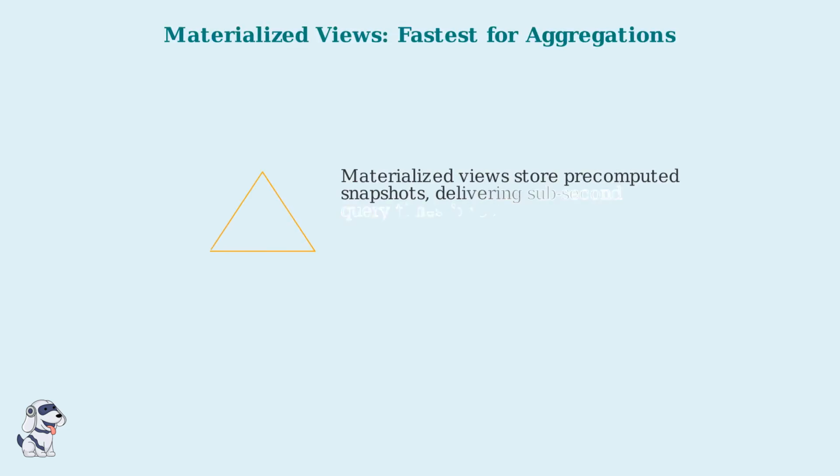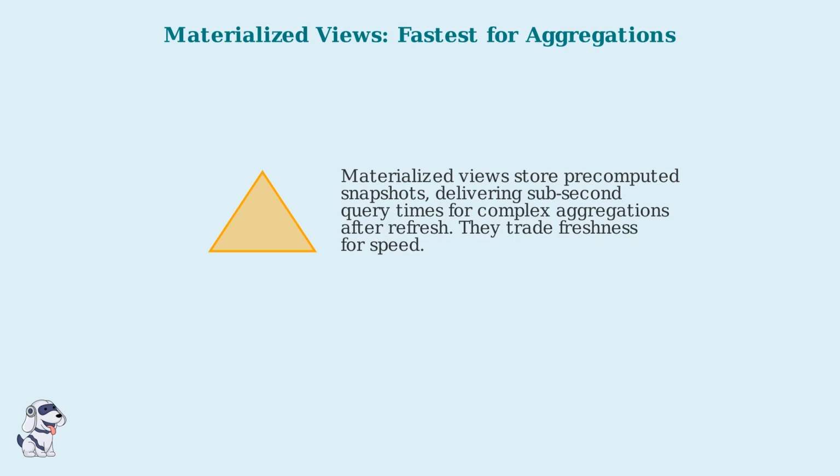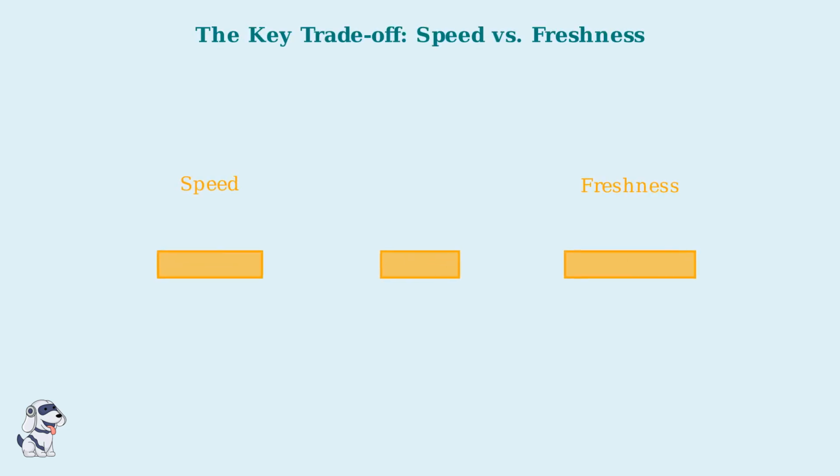Materialized views store pre-computed snapshots of query results, providing the fastest performance for complex aggregations like sums or averages over large datasets. After an initial refresh, they offer sub-second query times, making them excellent for read-heavy workloads such as dashboards or reports. However, they require periodic refreshes to update the data, introducing a trade-off where speed comes at the cost of potential staleness. The core trade-off centers on speed versus freshness.